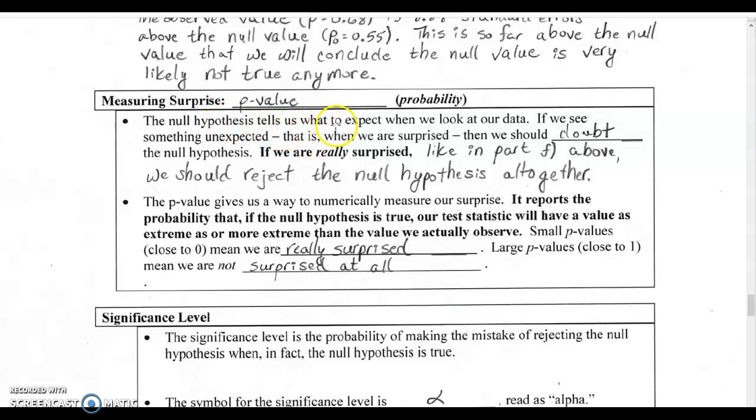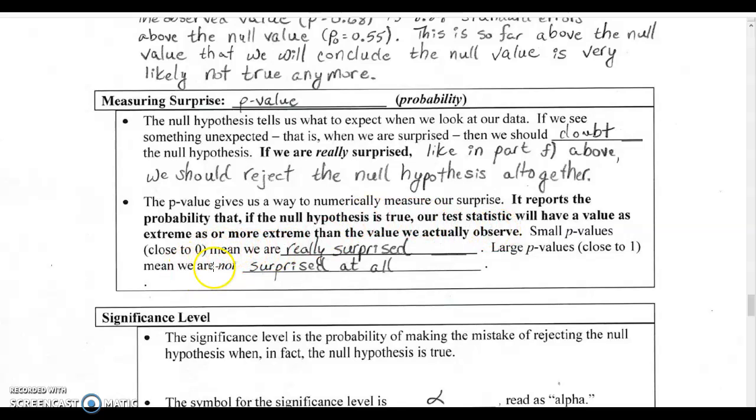The null hypothesis tells us what to expect when we look at our data. If we see something unexpected, that is, when we are surprised, then we should doubt the null hypothesis. If we're really surprised, like we just saw up here in part F, we should reject the null hypothesis altogether. So the p-value gives us a way to numerically measure our surprise. It reports the probability that, if the null hypothesis is true, our test statistic will have a value as extreme as or more extreme than the value we actually observed. So that's what the p-value is.